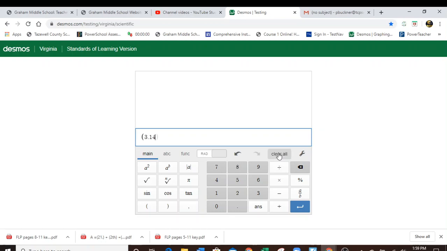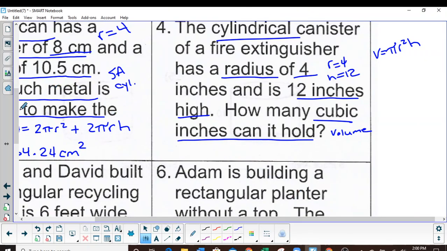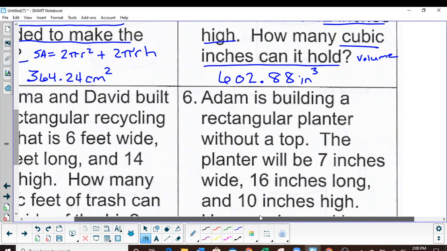3.14 r squared h. Okay, all we need is our r, which in this one is 4, and our h is equal to 12. There it is, 602.88. And that is inches, and since it's volume, it's cubed, or you could write it as cubic inches. Okay? Oh, there goes the clock again.